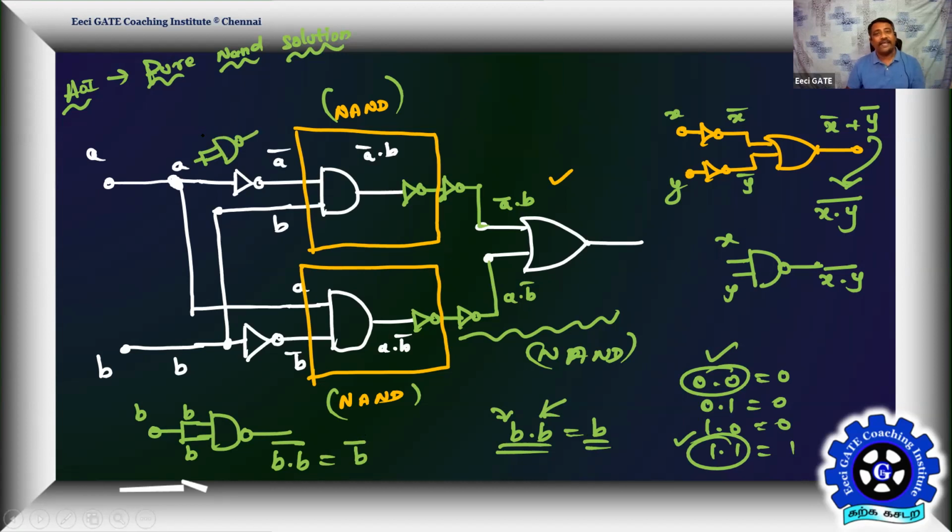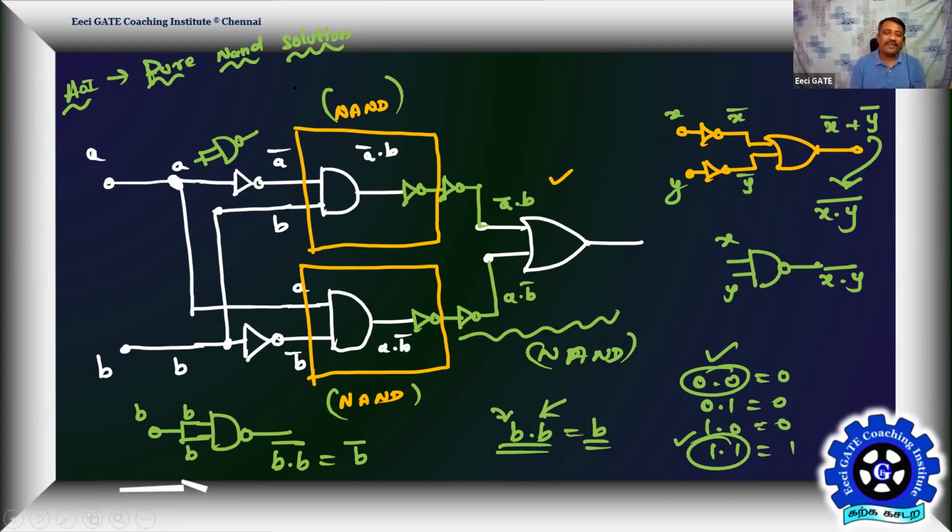Actually, implementing a NOT using NAND is costly, correct? Yes or no? What is the cost of NOT? Only one CMOS. What is the cost of NAND? Two CMOS. That's what I'm saying. Implementing a NOT using NAND is costly, correct?